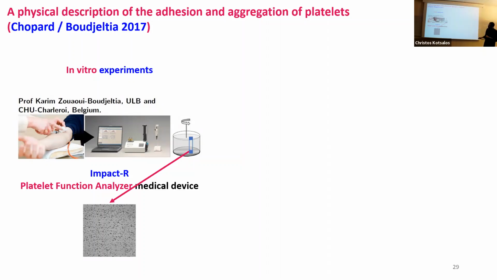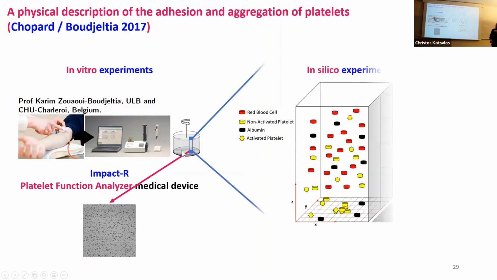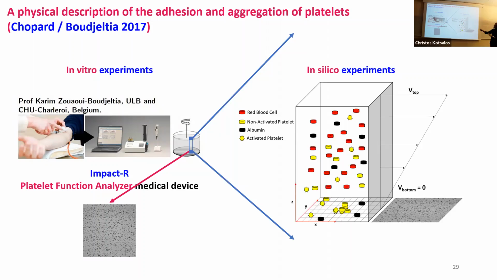Now, if we focus on a small domain of the IMPACT-R device, the in silico counterpart is something like this. In this domain here, we have essentially the red blood cells, the activated and non-activated platelets, and albumin. Albumin is a protein that competes in adhesion and aggregation.